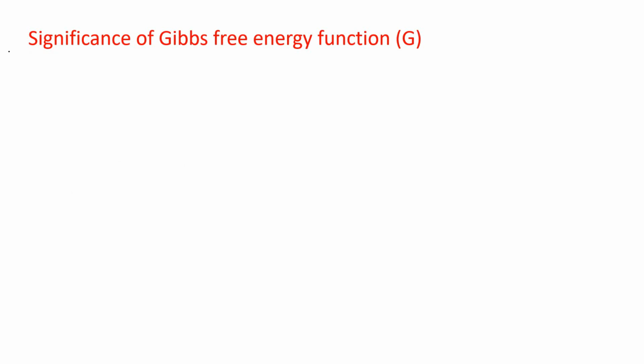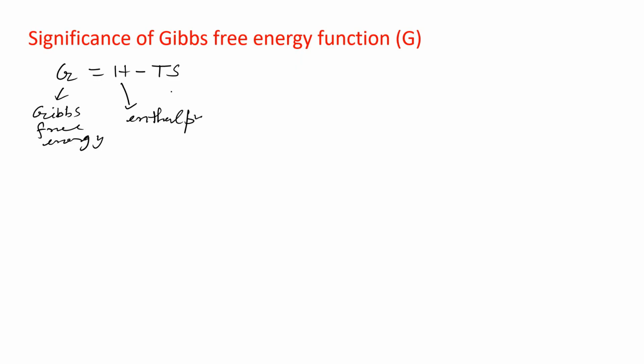Now coming to the significance of Gibbs free energy G. So Gibbs free energy G is equal to H minus TS, and this is Gibbs free energy, and H is the enthalpy, T is the temperature, S is the entropy.